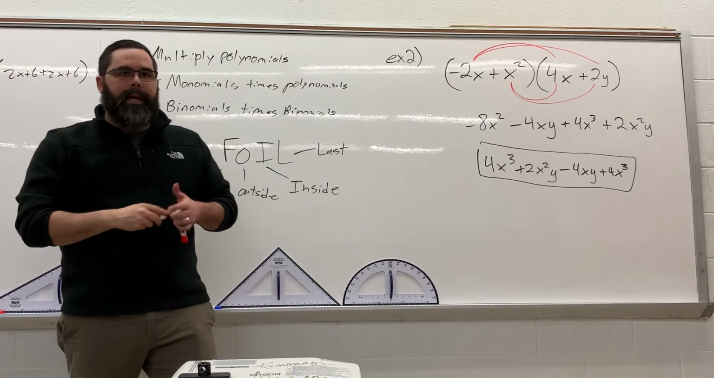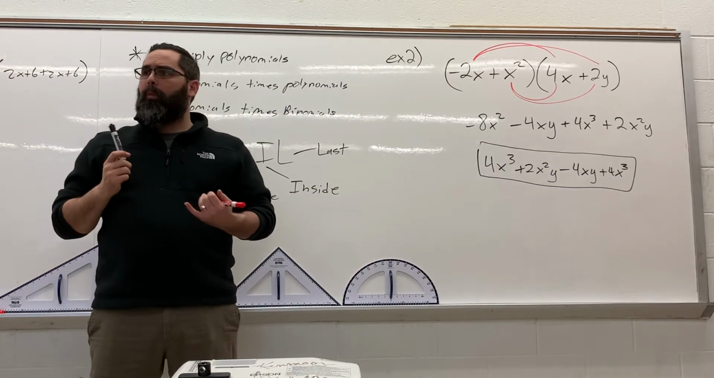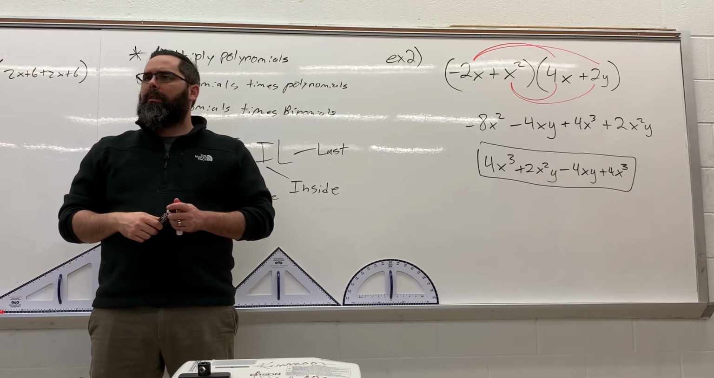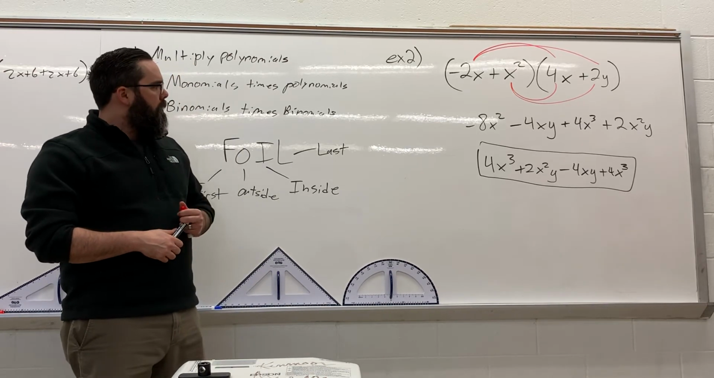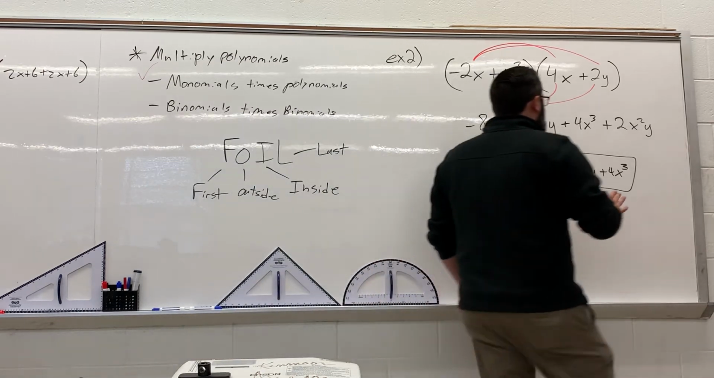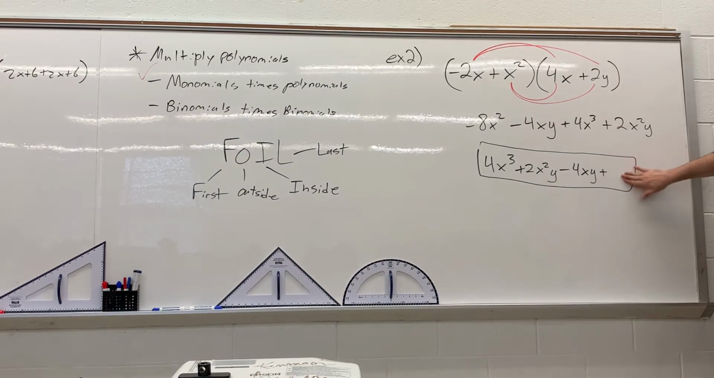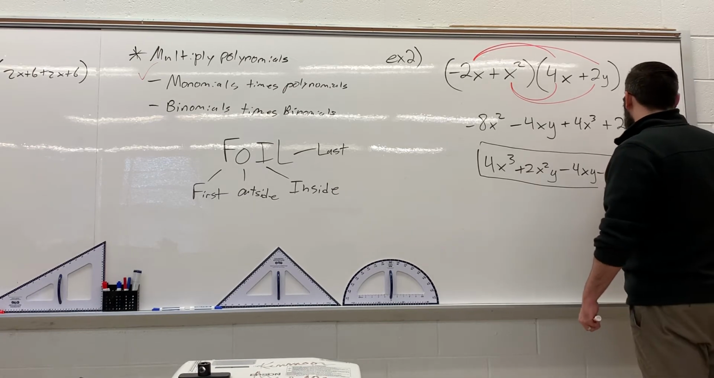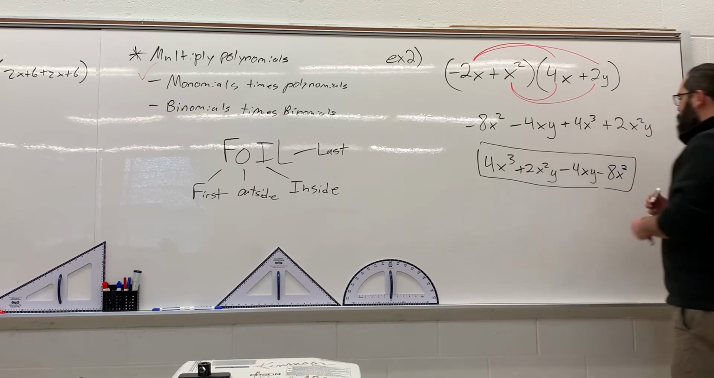Eight. All right. So just to recap, when we multiply a binomial times a binomial. Oh, I'm sorry. You're right. What goes to the end? What did I miss? 8x squared. Negative, minus 8x squared? Yeah. Good catch. Thank you.